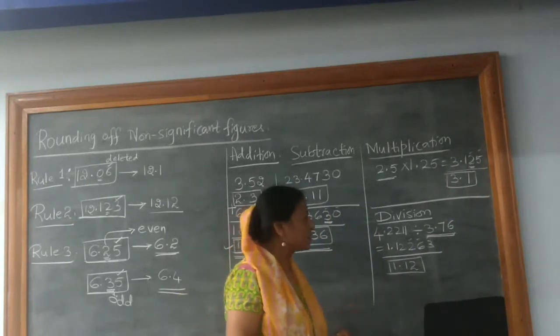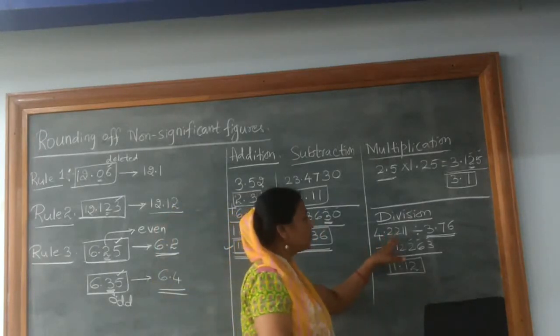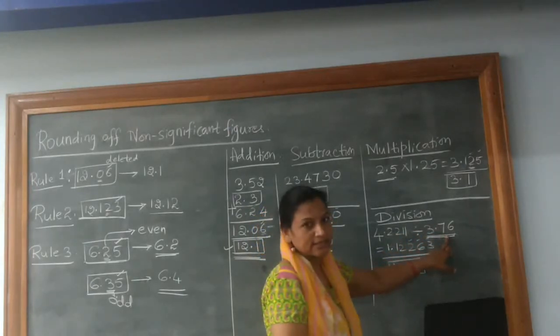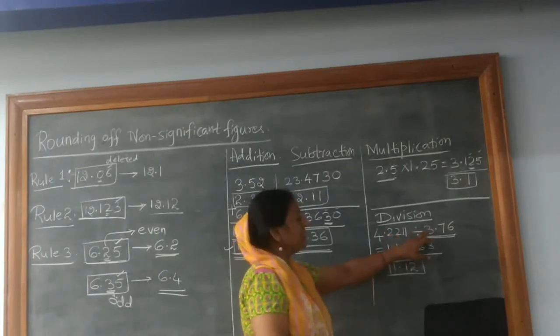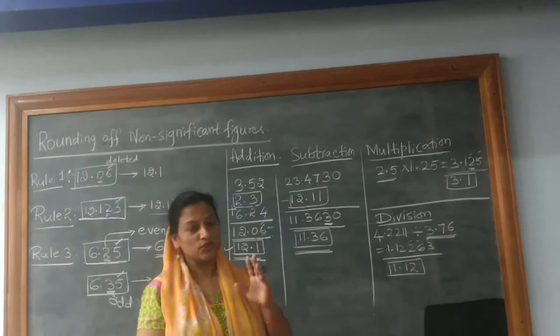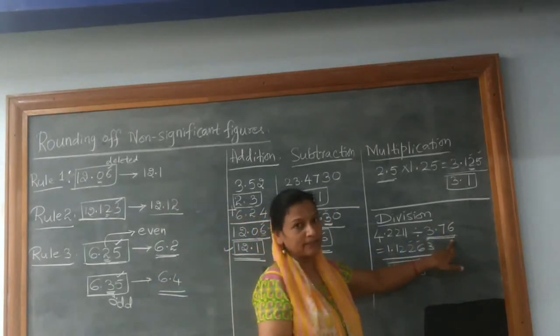Now coming to the operation division. 2 values are given. 4.2211 divided by 3.76. Now the first, 4.2211, contains 4 decimal places. 3.76 contains only 2 decimal places. So therefore your final answer must have only 2 decimal places.